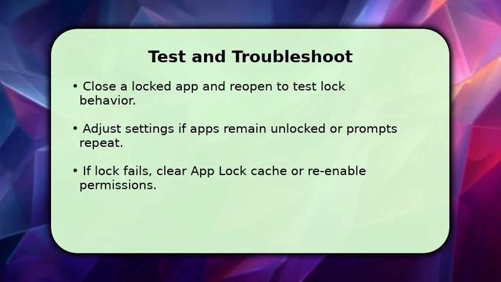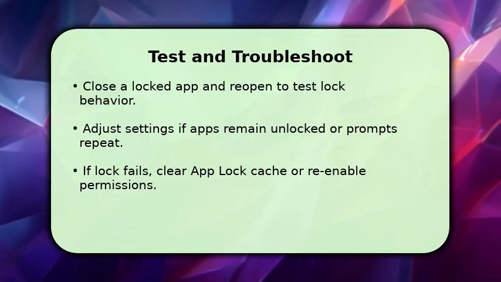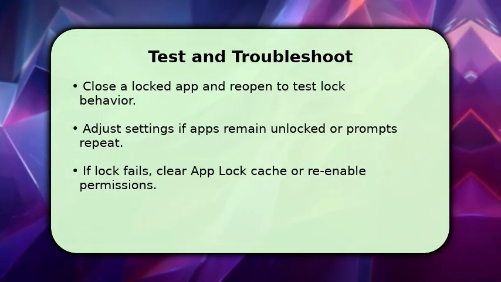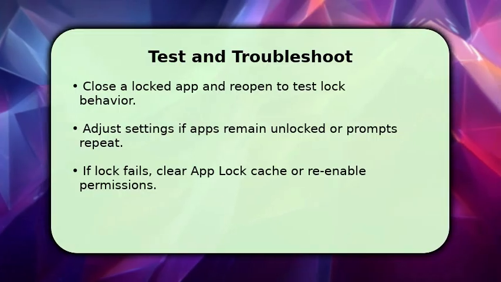You finish by testing and adjusting. Close a locked app, reopen it, and confirm the lock prompt appears. This verifies settings and biometrics. If behavior is off, return to App Lock to tweak auto lock timing or reselect apps.